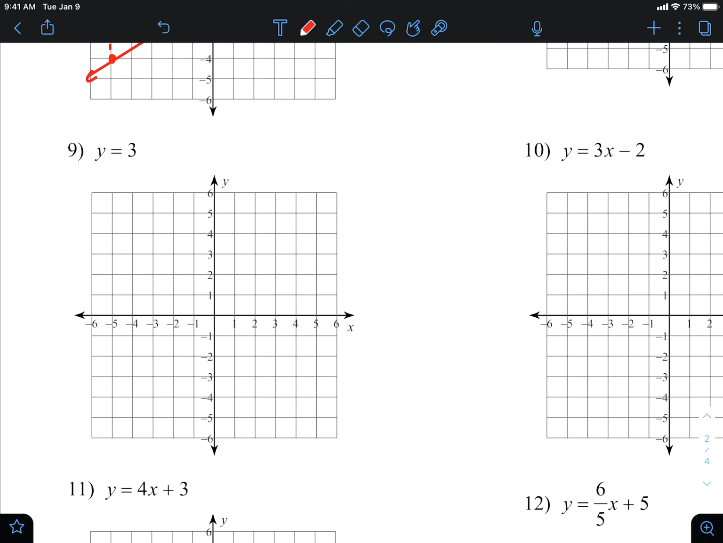Yeah, so here's another one where y is just equal to a value. So we know from that it's just going to be a horizontal line. And it's going to be a horizontal line at the line y is equal to 3. So y is always equal to 3 in this case. So there's our line.